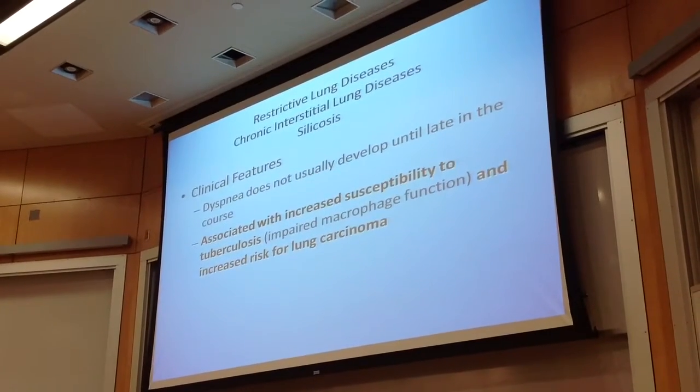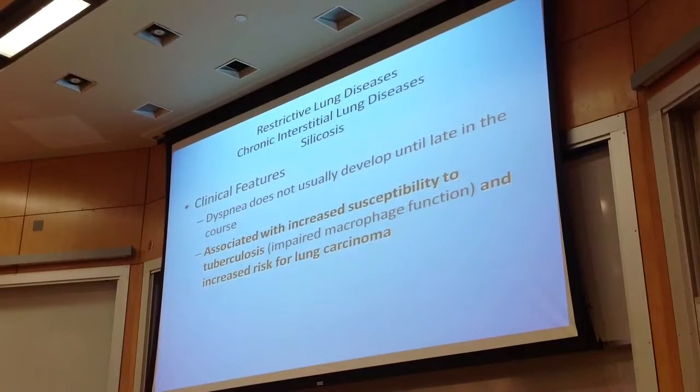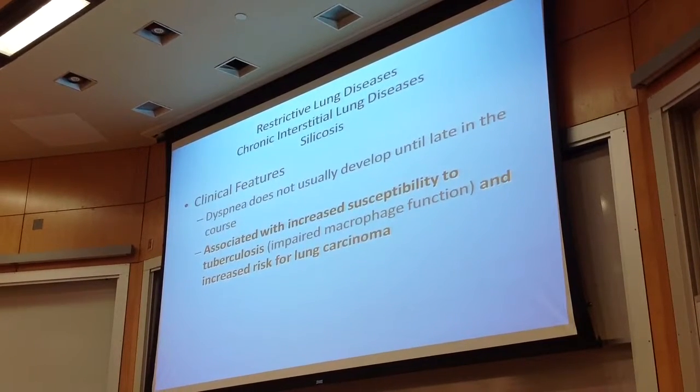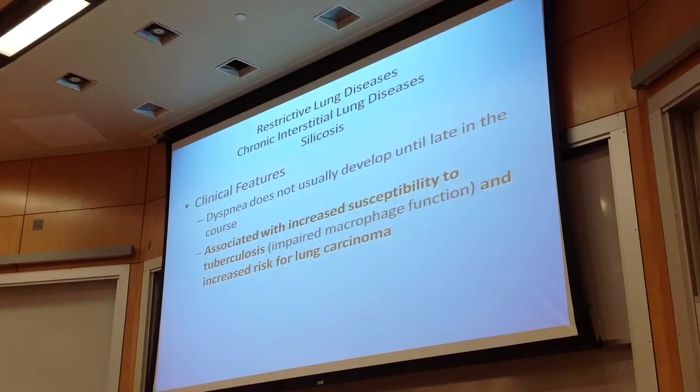Important to know, again, like I said, dyspnea, so nothing really helpful there. You're going to need some history. This is associated with increased susceptibility to TB, classically. This is due to impaired macrophage function, and this does have an increased risk for lung carcinoma. And this is all subtypes of lung carcinoma.